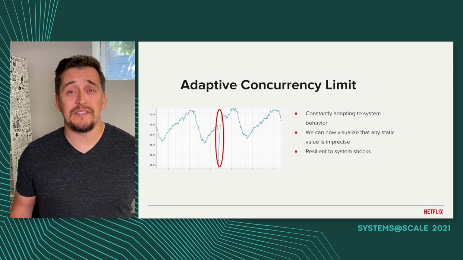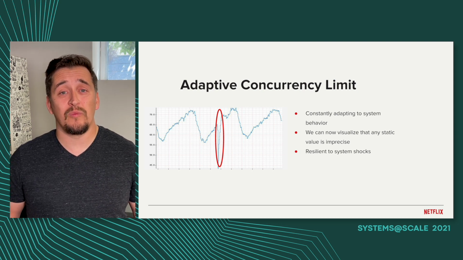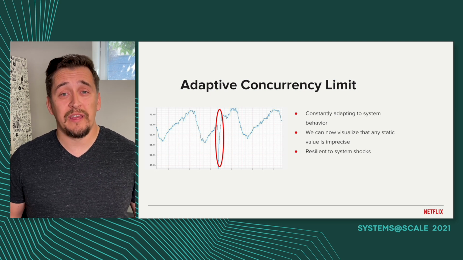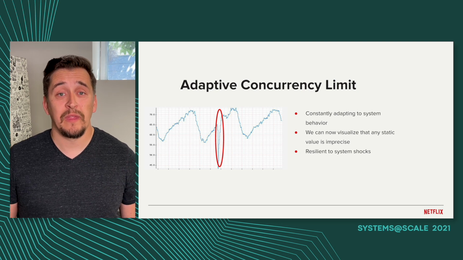Even here we can see that system shocks have a pretty big impact on what is actually possible to serve on any individual machine. And this is yet another reason why you need this sort of adaptive behavior.